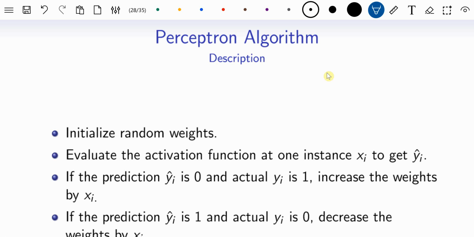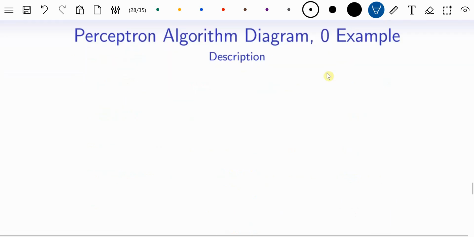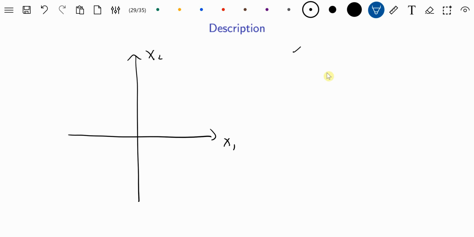Okay, so here is our main perceptron algorithm. Instead of going through this description line by line, let's use a diagram to explain this. So suppose there are two features, x1 and x2, and suppose our perceptron is w1 x1 plus w2 x2 is larger than or equal to 0. In particular, we're assuming there are no bias terms, so every line would pass through the origin.